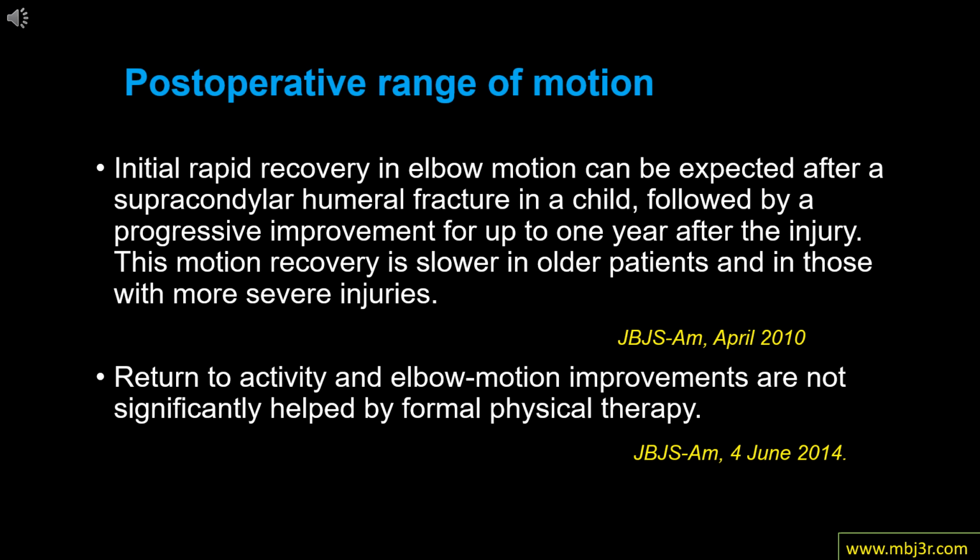Post-operative range of motion. An initial rapid recovery in elbow motion can be expected after supracondylar humeral fractures in a child, followed by a progressive improvement for up to 1 year after the injury. This motion recovery is slower in older patients and in those with more severe injuries. Return to activity and elbow motion improvements are not significantly helped by formal physical therapy.